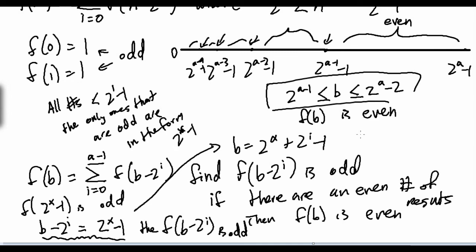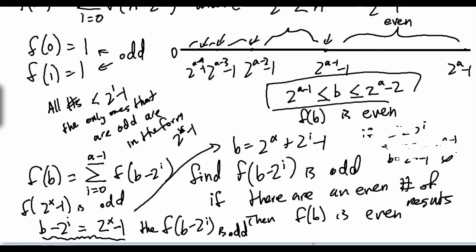So can 2 to the x and 2 to the i be the same? If 2 to the x equals 2 to the i and 2 to the x equals 2 to the a minus 1, then this would be 2 to the a minus 1 plus 2 to the a minus 1. We sub these back in here. That would just be 2 to the a minus 1. b equals 2 to the a minus 1, and that's out of this range, so that can't be true, right?